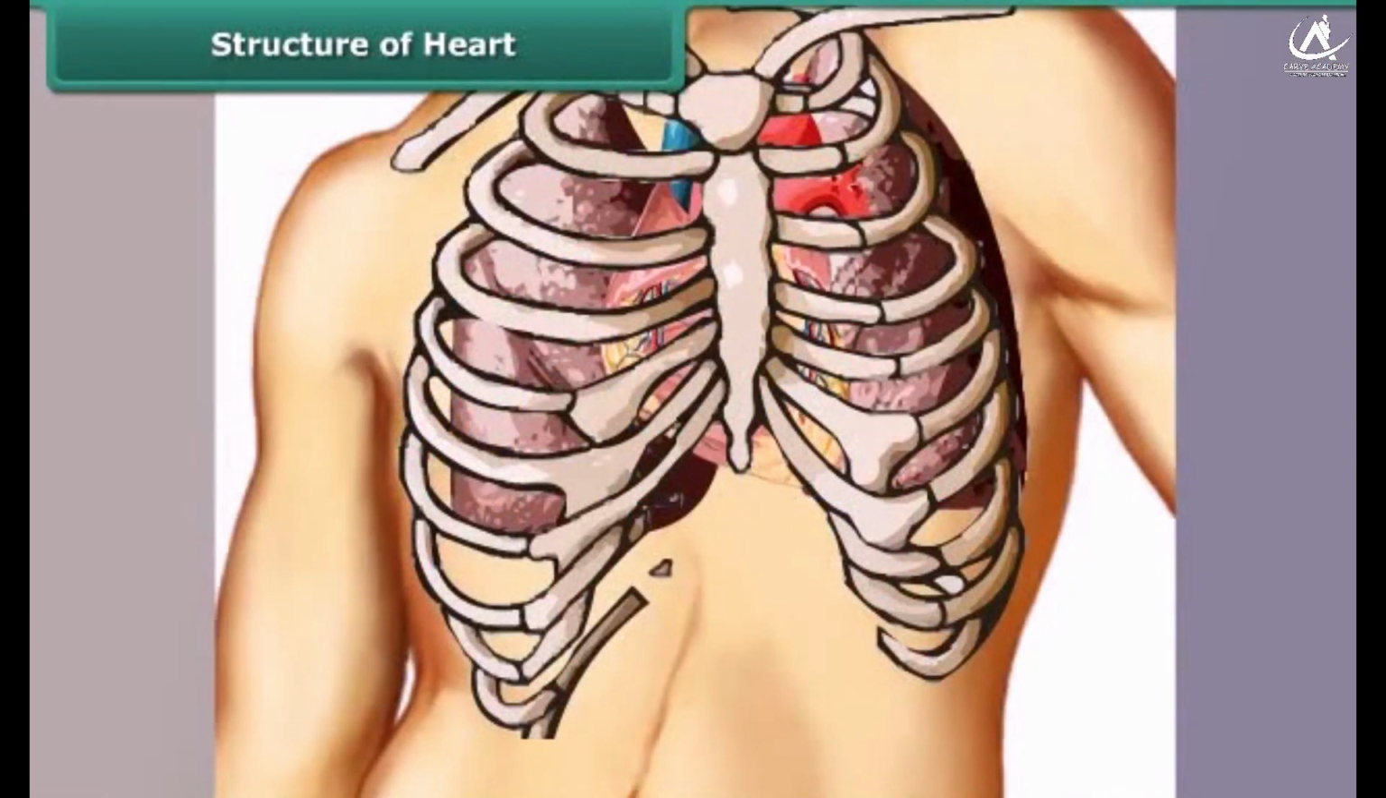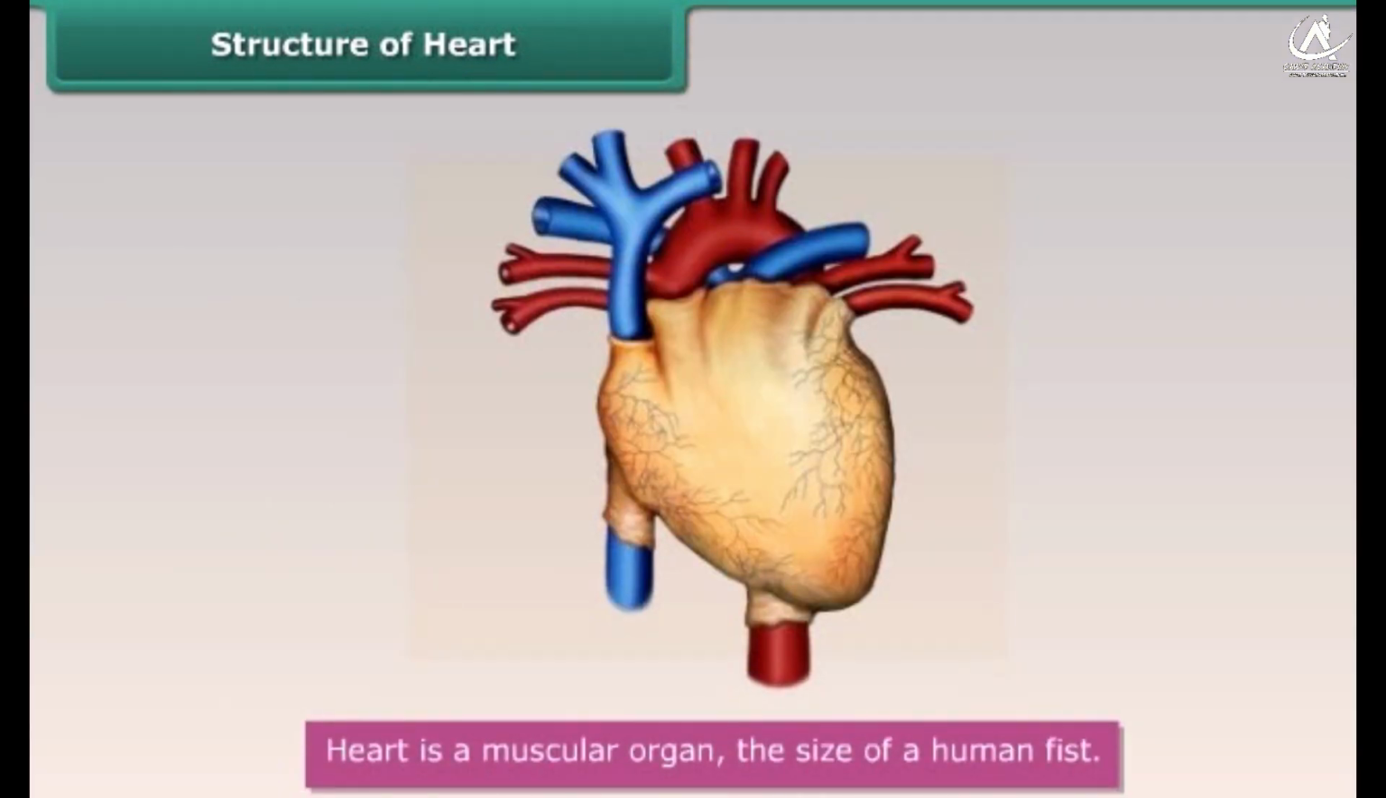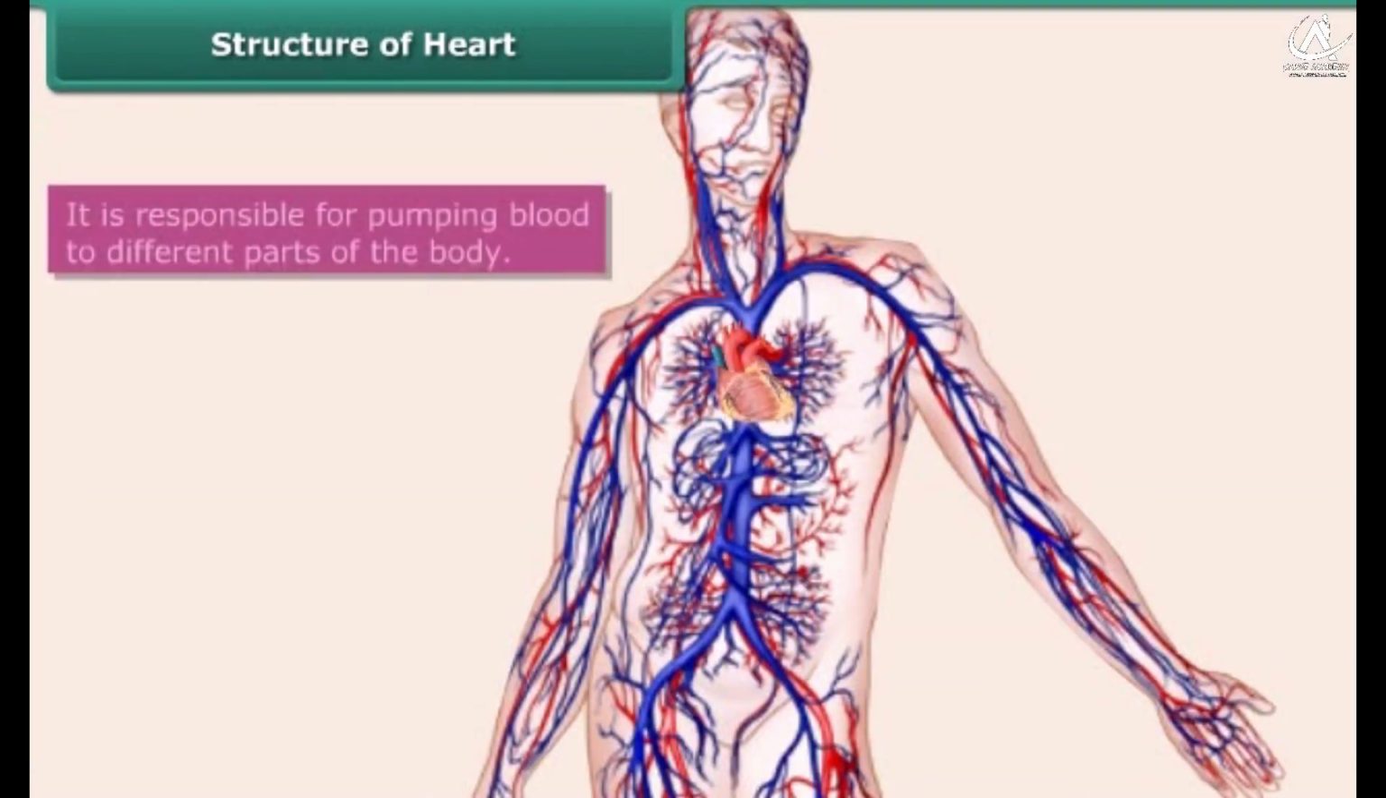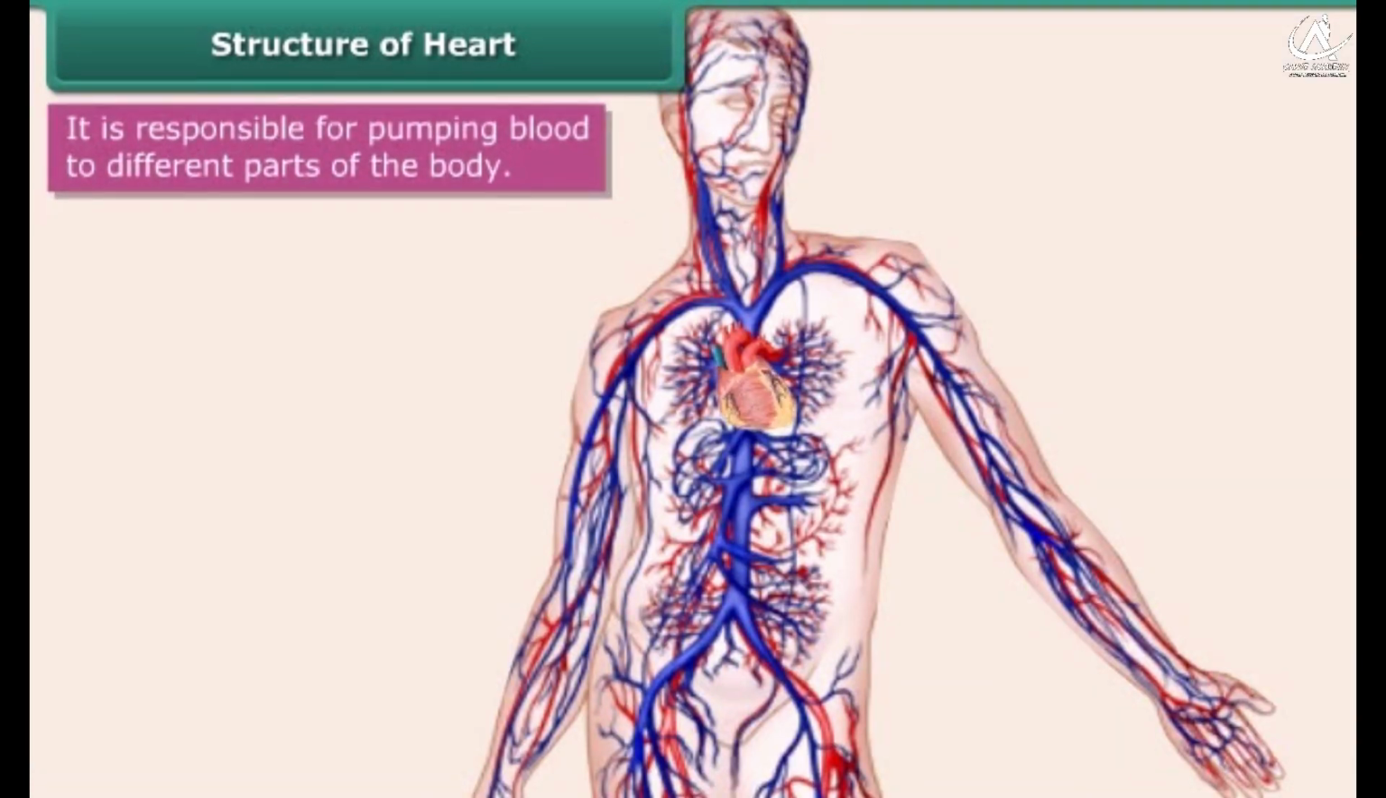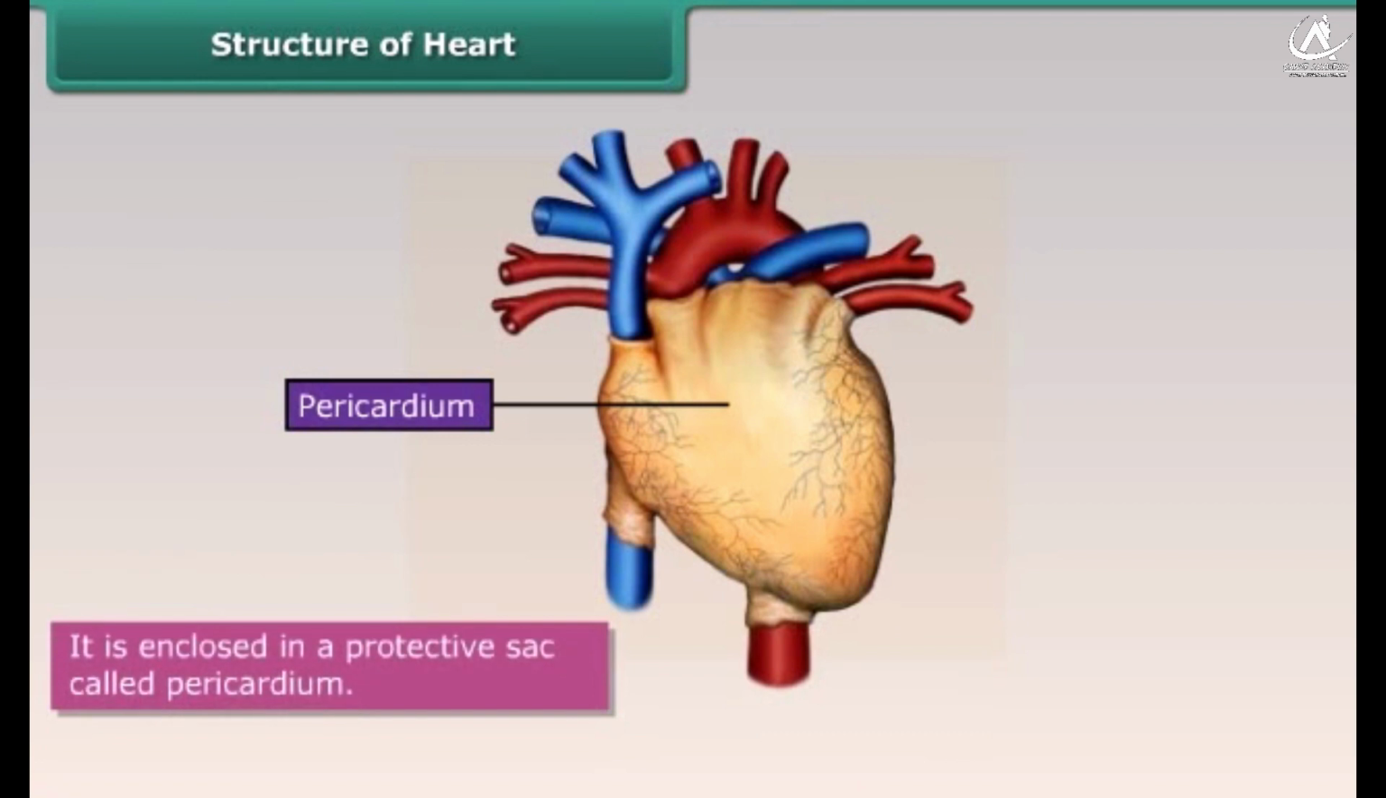Heart is a muscular organ located slightly to the left of the middle in the chest cavity. It is the size of a human fist. It is responsible for pumping blood to different parts of the body. It is enclosed in a protective sac called pericardium.